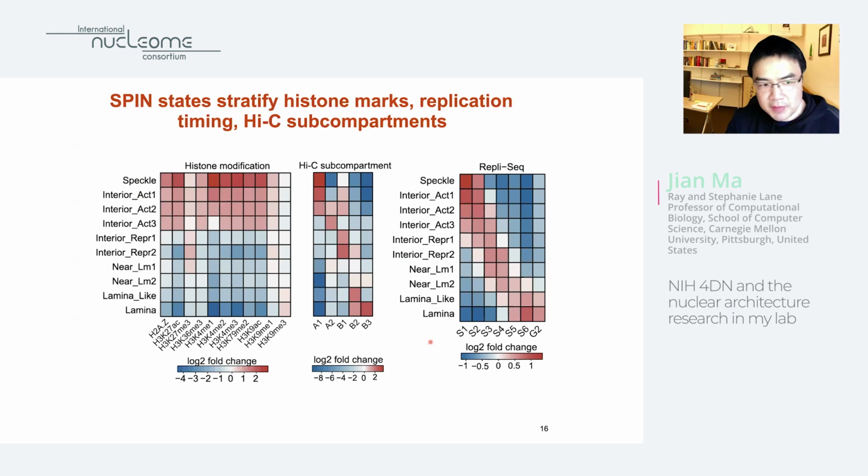And one of the advantages of these SPIN states is they can stratify various types of functional and nuclear structure data. For instance, they stratify various types of histone marks. Each row is a SPIN state, and each column represents a histone mark. It also provides spatial interpretation for Hi-C subcompartments, as we show here. And it also nicely stratifies the multi-fraction replication timing. So DNA that's replicated early in the S phase is more towards the speckles, and late ones are more towards the lamin-like and lamina states.